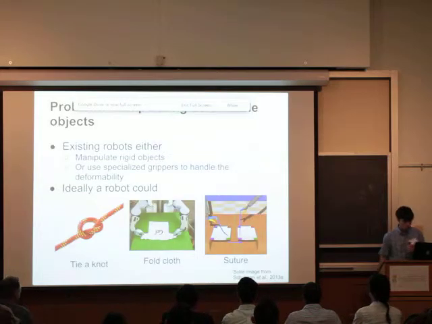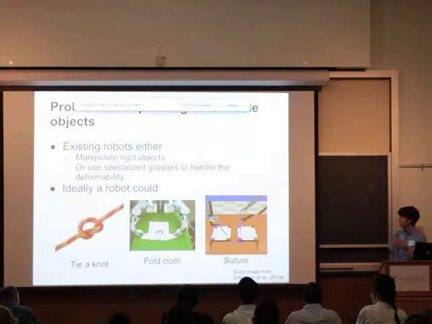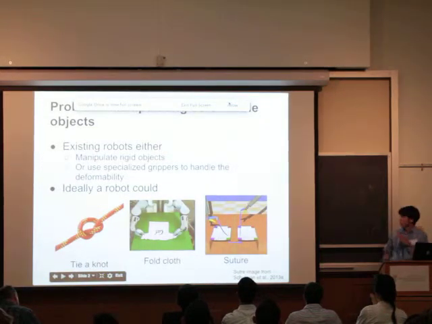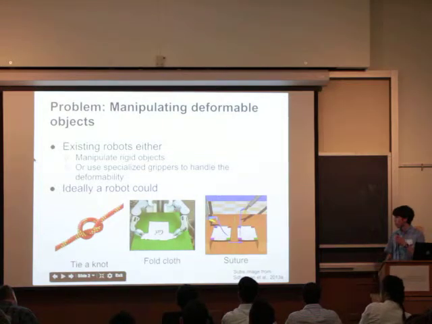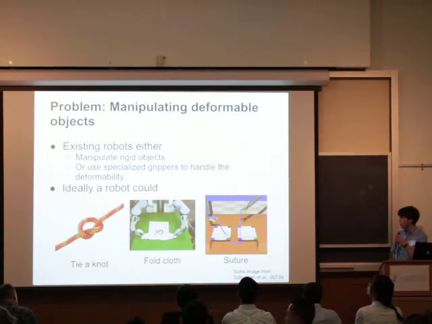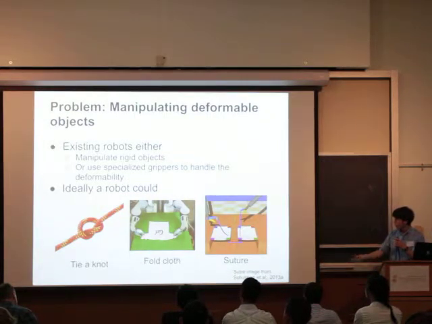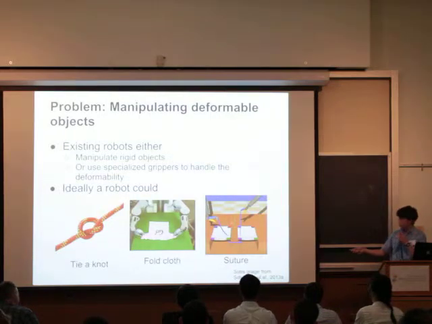So let's get started. Basically, the current problem is that existing robots can manipulate rigid objects. For instance, they could pick up a rigid object, like this laser pointer, and move it someplace else. However, ideally, in order for robots to be useful, for instance around the house, they should be able to manipulate deformable objects. For instance, they should be able to tie a knot, or fold clothing to help with laundry, or perhaps perform surgical suturing.